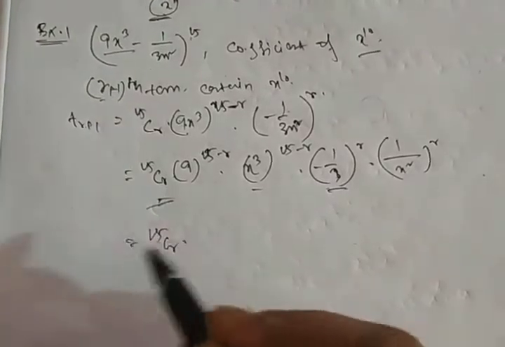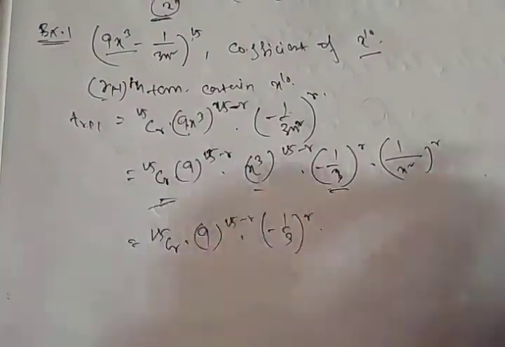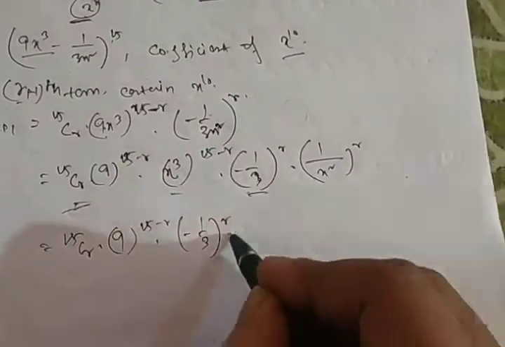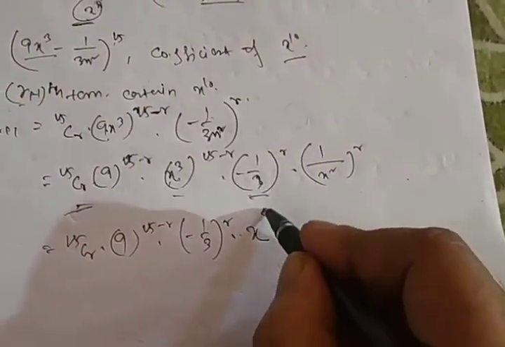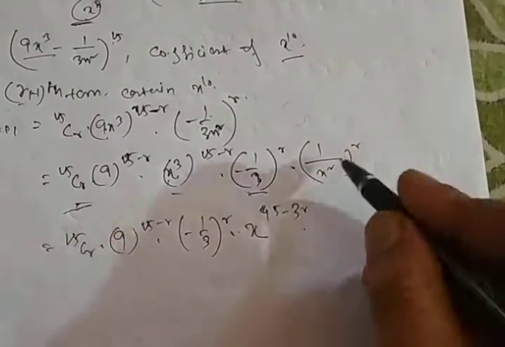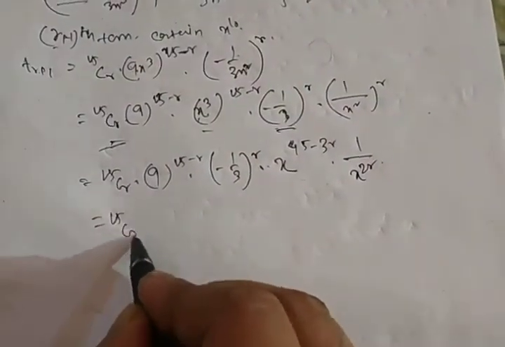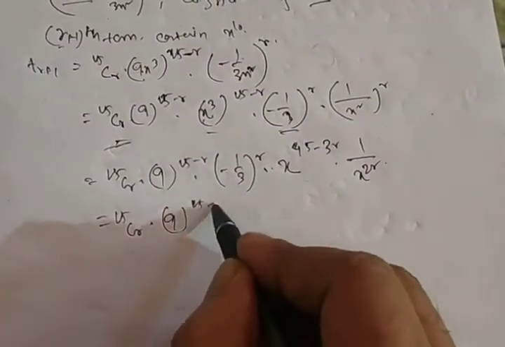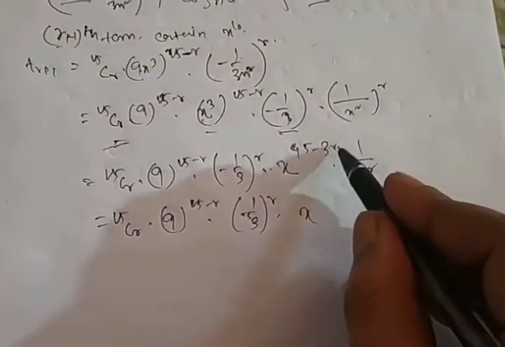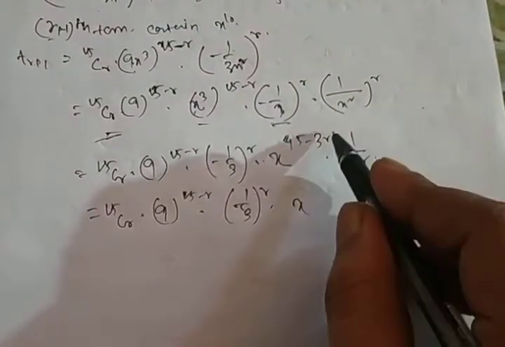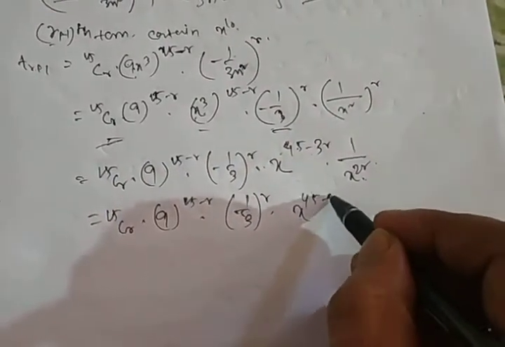So 15 C r, 9^(15 minus r), (minus 1/3)^r, and the total power of x will be, 3 will be multiplied, so 15 minus 3r, and for this 1 by x to the power 2r. So 15 C r 9^(15 minus r) (minus 1/3)^r x to the power, this will be negative, subtracted from the total power. So 45 minus 3r minus 2r, which will be 45 minus 5r.